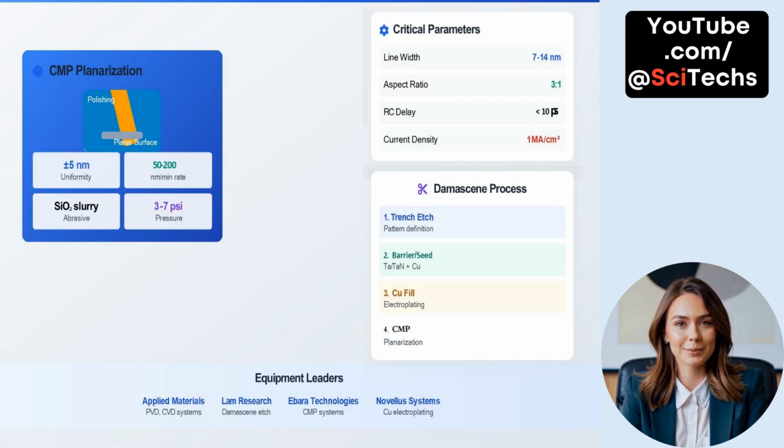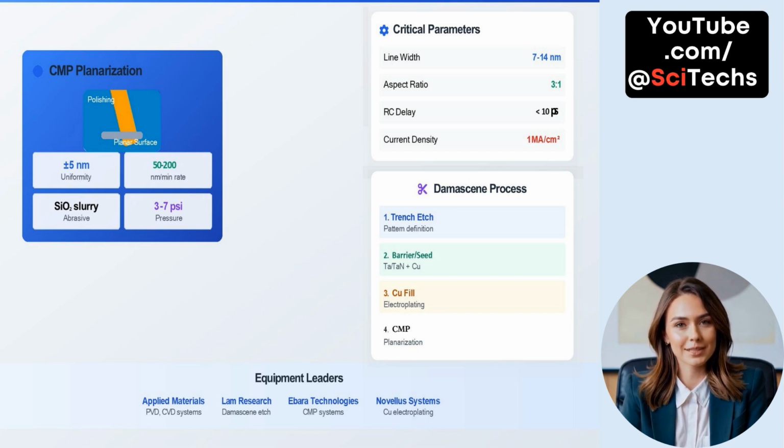CMP planarization and damascene process. Chemical mechanical planarization, or CMP, is essential for achieving a flat, even wafer surface before moving to the next layer in chip fabrication. It uses a combination of physical abrasion and chemical slurry, typically silica-based, SiO2, to polish surfaces. CMP operates with a uniformity of ±5 nanometers and a removal rate that ranges from 50 to 200 nanometers per minute. The applied pressure typically falls between 3 to 7 psi. Uniform planar surfaces are necessary to support subsequent lithography and metallization steps.